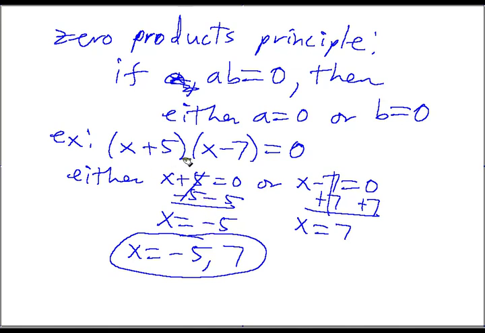So all we do is what? We set these factors to 0. Once I have the product equal to 0, I just set the individual factors to 0, and I finish solving each of those equations. All right? Let's try another one. Let me clear out the screen. Let's extend this zero products principle a little more. All right?